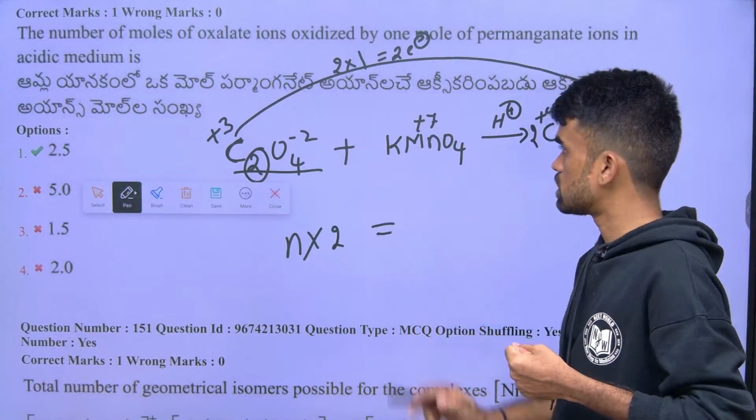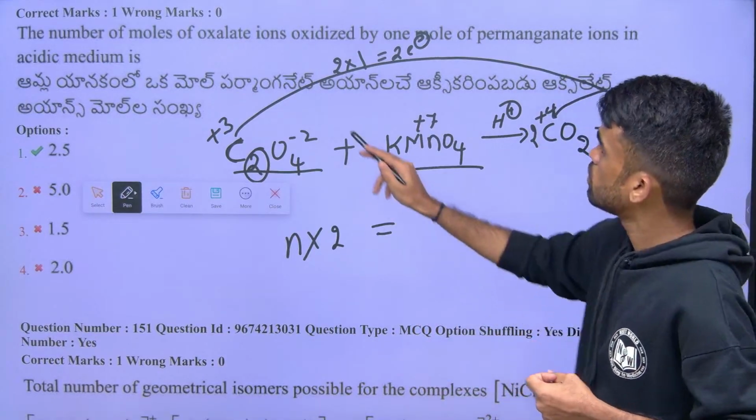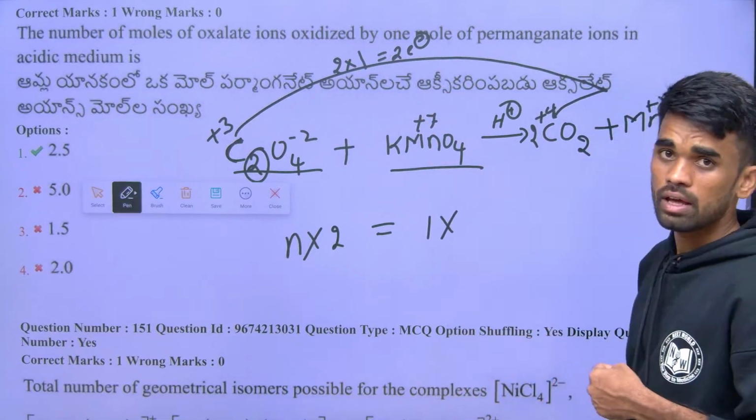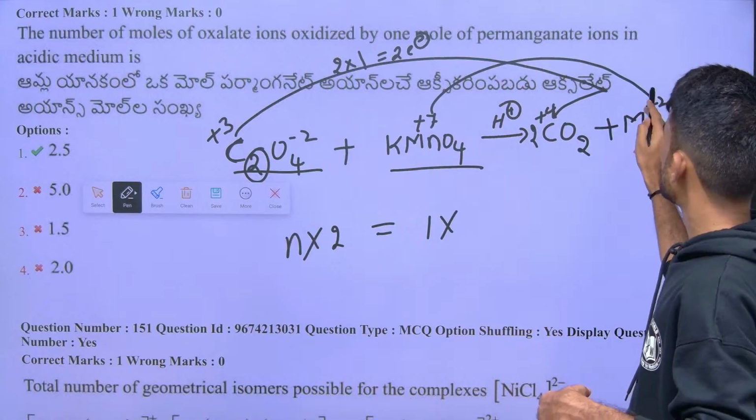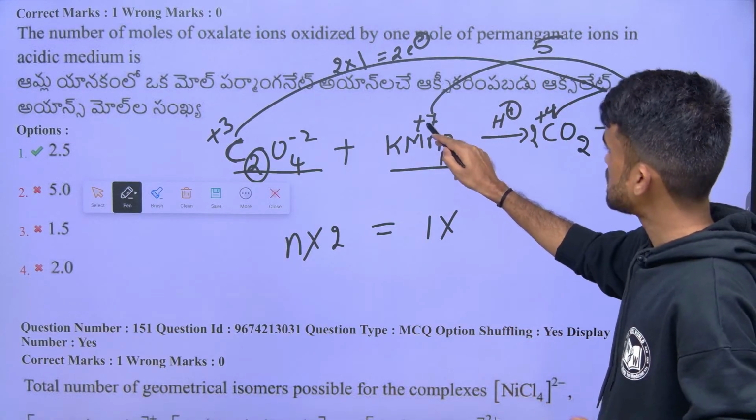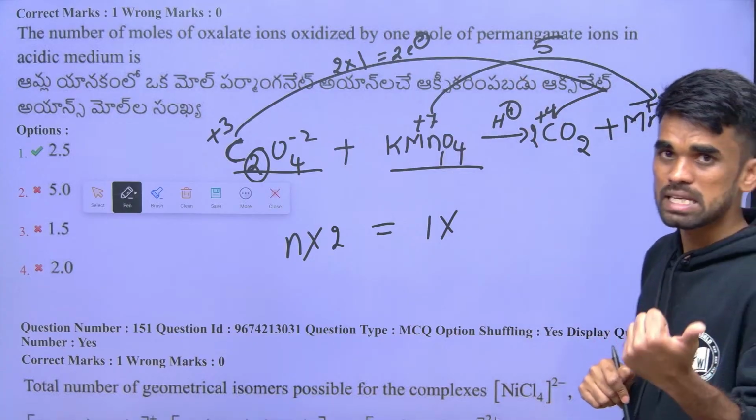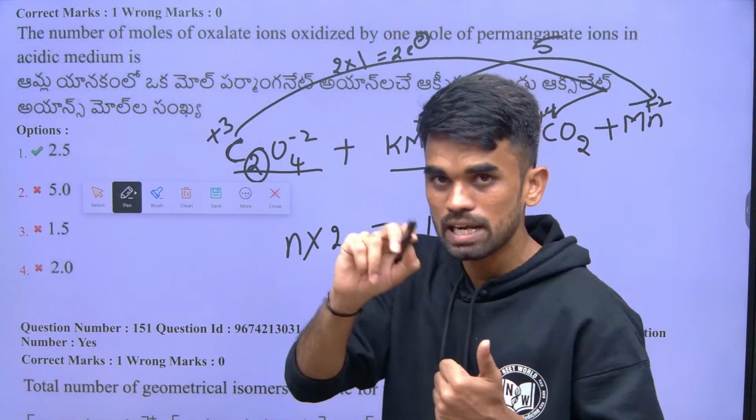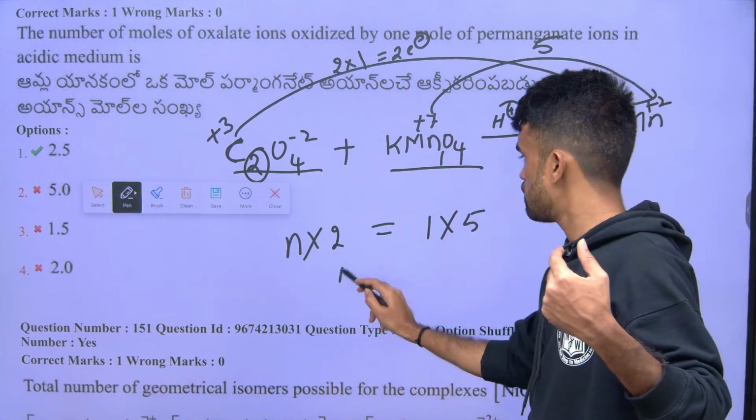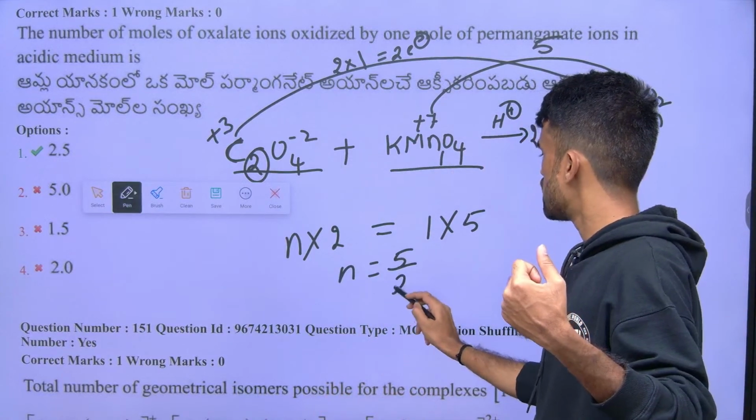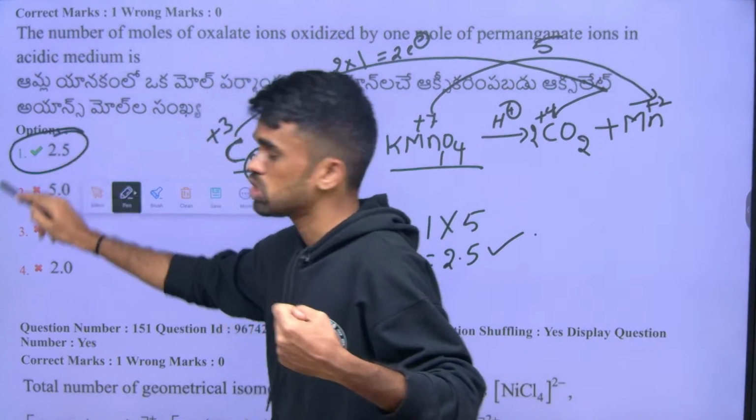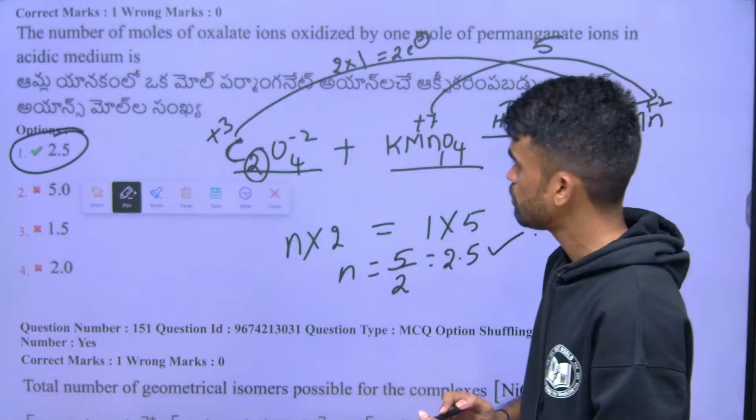That will be equal to KMnO4. They say the number of moles of KMnO4 is 1, and its n-factor is 5. The manganese ion is 1, and +7 is reduced to +2, so 5 electrons are involved. So take it as 5. So n becomes 5 by 2, which I can write as 2.5. This is our answer, which is option number 1. Hope it is clear now.